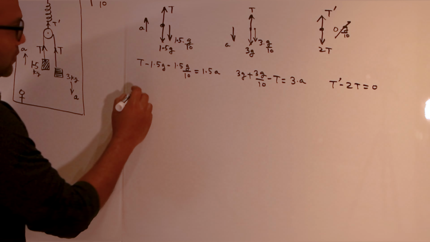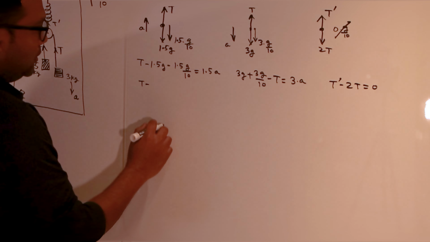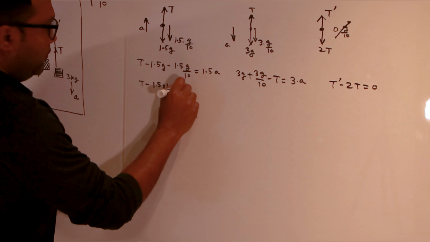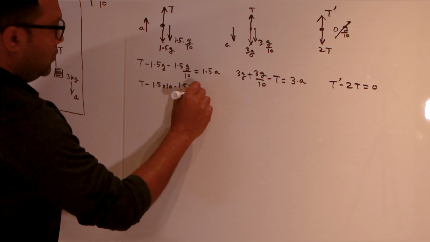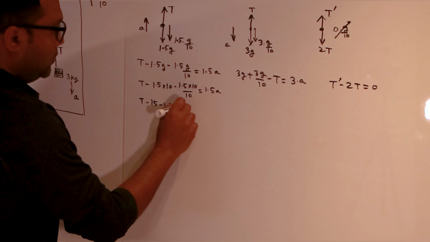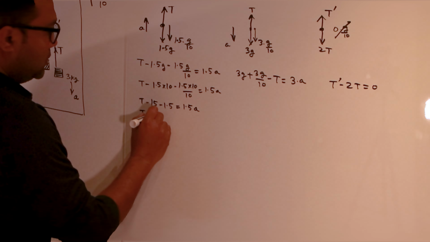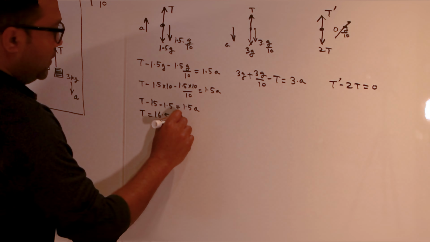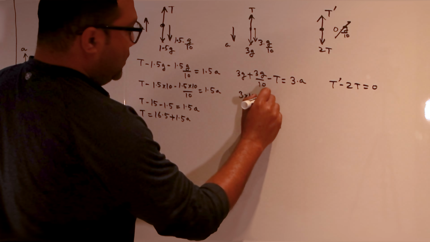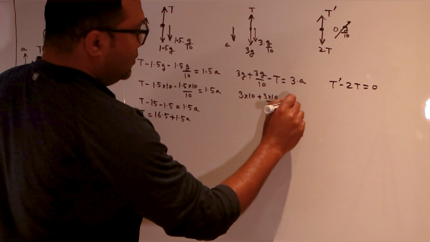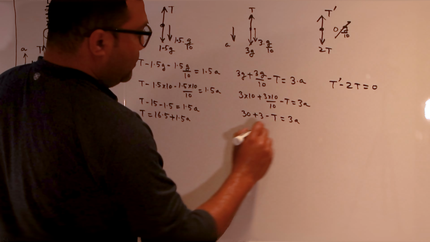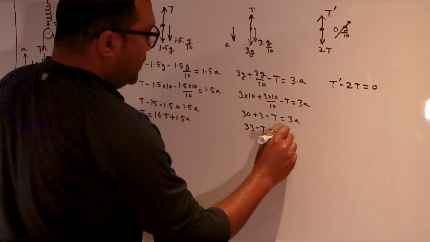Now let's solve this. So T minus, we'll put the value of g, 10. So 1.5 times 10 minus 1.5 times 10 by 10 equals 1.5a. T minus 15 minus 1.5 equals 1.5a. So T equals 16.5 plus 1.5a. From here, 3 times 10 plus 3 times 10 by 10 minus T equals 3a. So 30 plus 3 minus T equals 3a. So 33 minus T equals 3a.